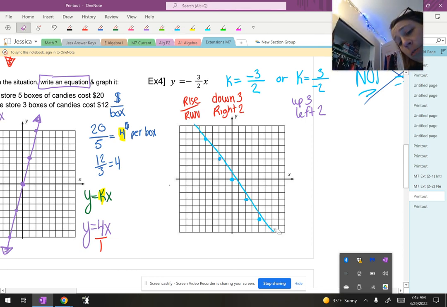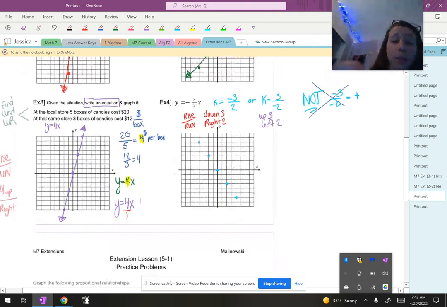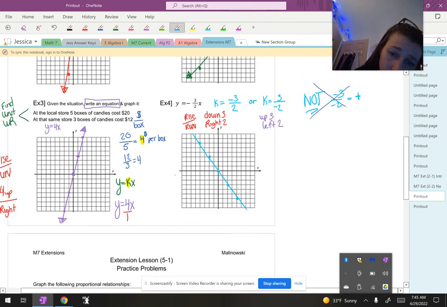All right, you've got a bunch of practice problems to work on with that same process. Remember that if you're not getting a straight line, you're doing something wrong.